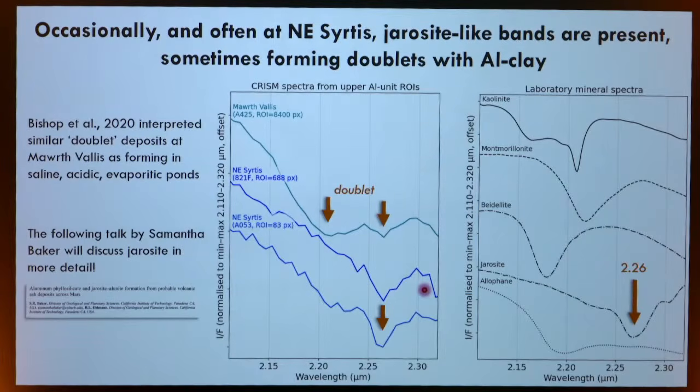And then, of course, something that has often been seen with the aluminum unit, especially in Mawrth Vallis, is a kind of ferrous slope out in the near-infrared, shortwave infrared. And that is something we're seeing as well. And something I'm going to follow up with is mapping out the distribution of that ferrous phase and trying to figure out what it might be. All right, thanks. Thanks.